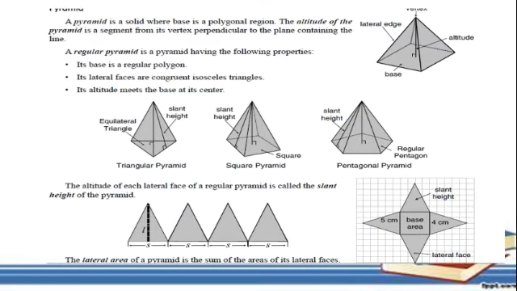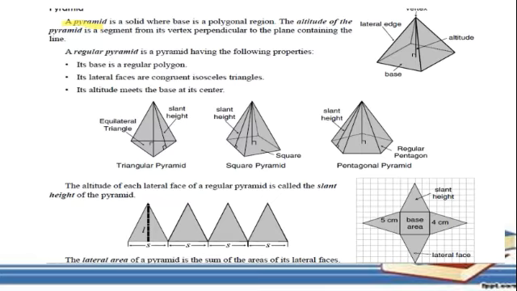Next is pyramid. So, who has seen a pyramid? I think we've all seen it, no? A pyramid is a solid where the base is a polygonal region and the altitude of the pyramid is a segment from its vertex perpendicular to the plane containing the base.